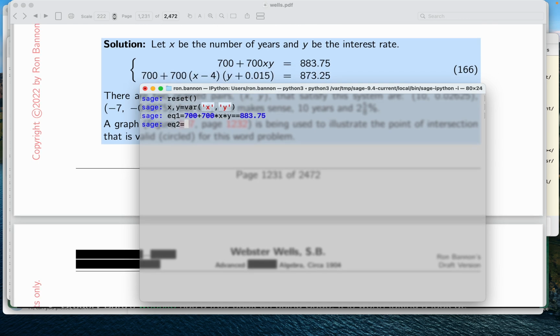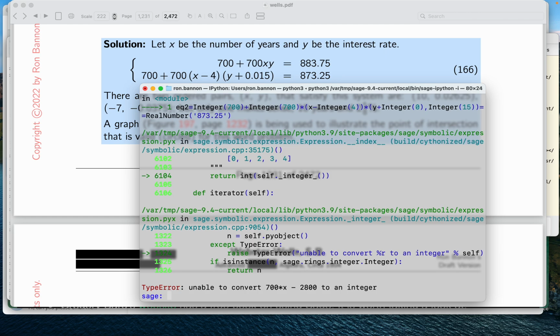I'm going to assign it 700 plus 700 star x minus 4 star y plus 0.015. And what does that equal to? 873.25. Now, certainly, whoops, I made a mistake. I've got to find out what I did there, and it happens to me all the time. I see it now. I used a comma where I should use a decimal point. So I'm just going to back up over it. Give me a second to do that, and I'll correct it.